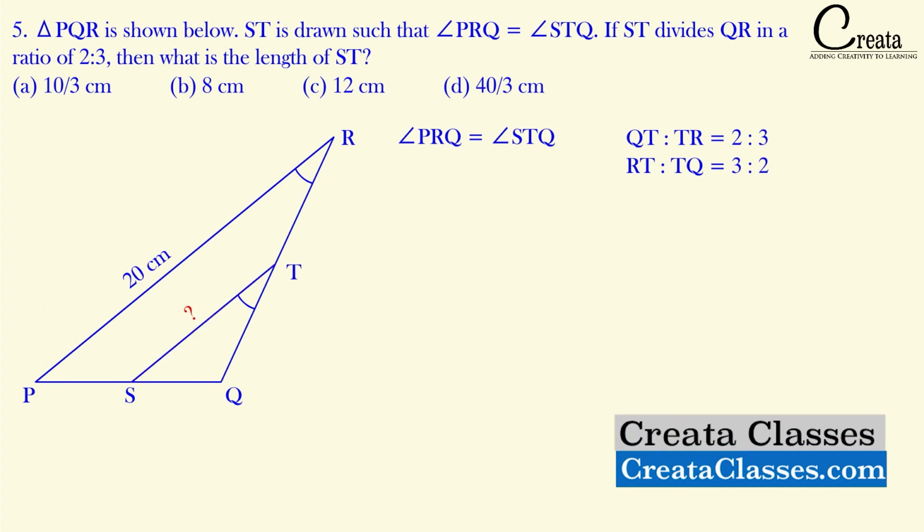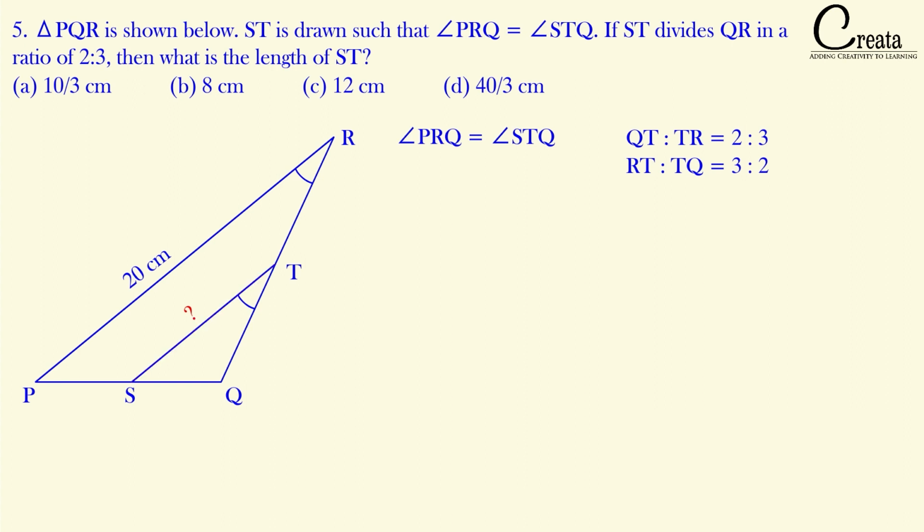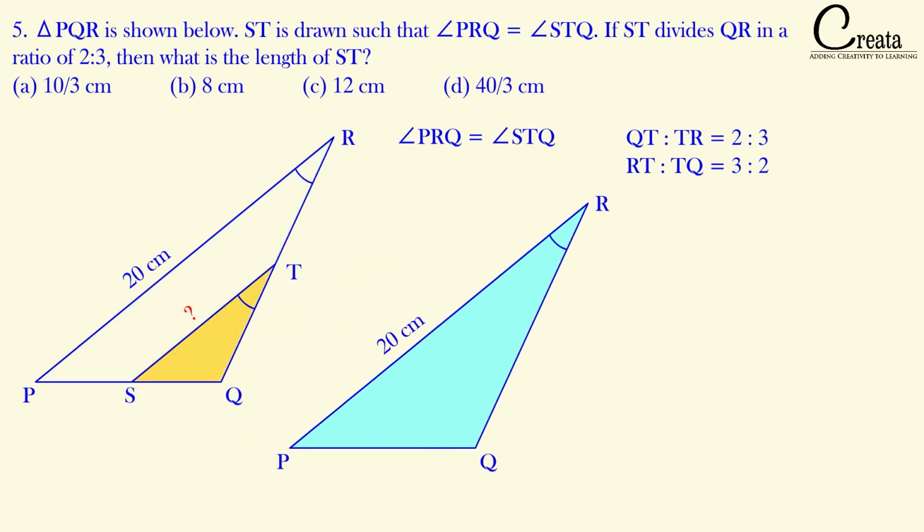Let's proceed. Here you are able to observe the big triangle PQR, the triangle which is given, and also the triangle SQT. Let's take this triangle out of the figure. We are having two triangles. Can we say these two triangles are similar to each other? You can pause the video and think why these two triangles are similar to each other. It will really help you out.